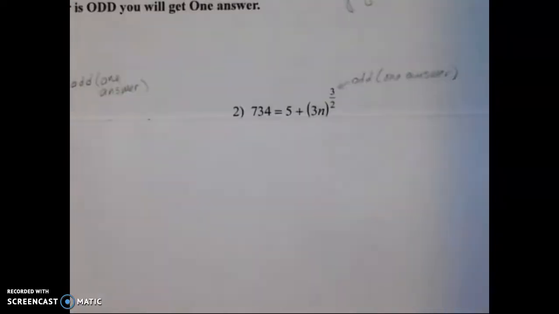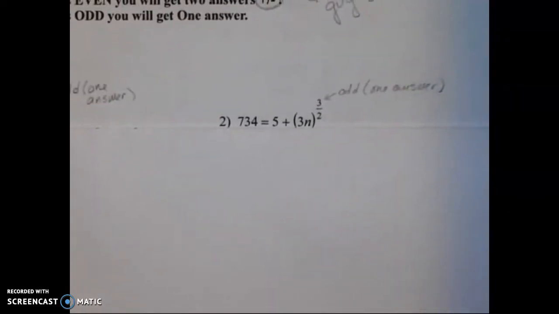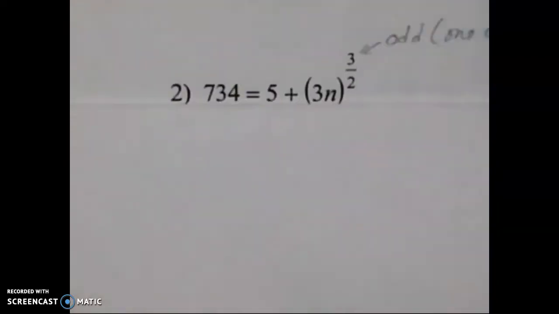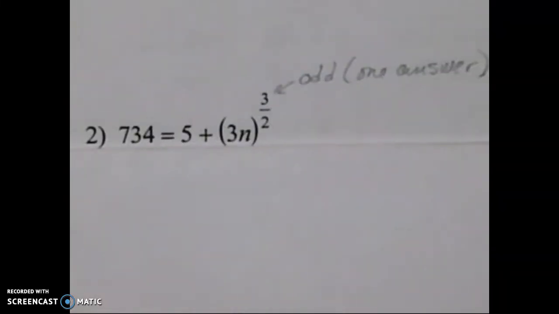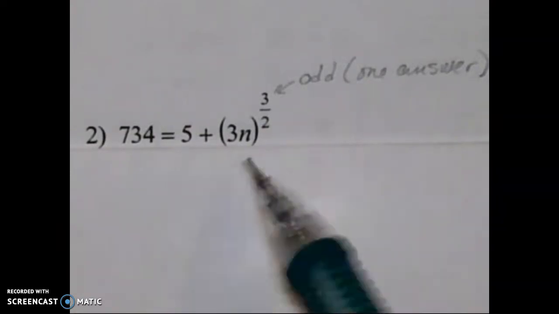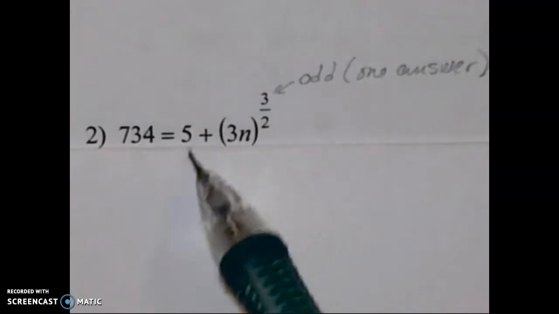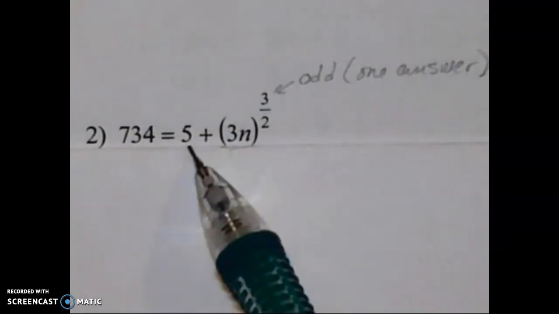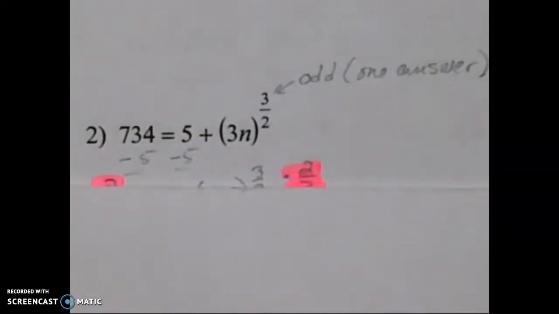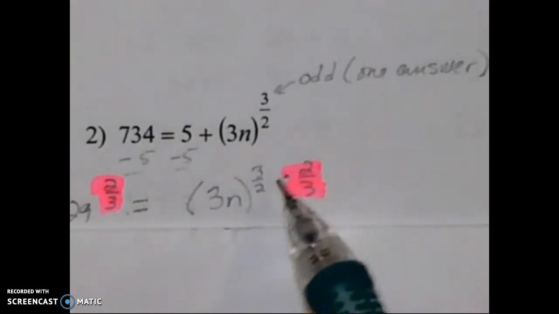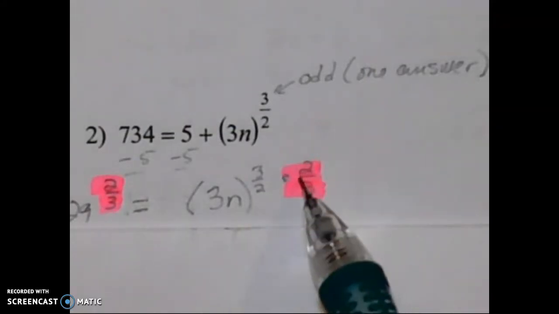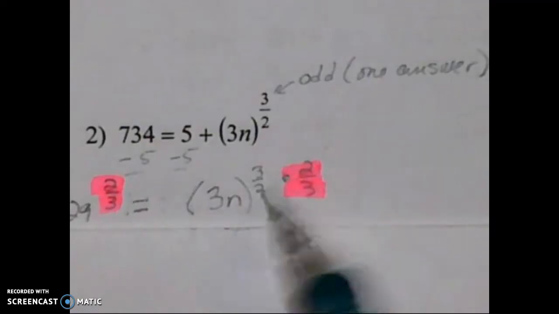Number 2 also has an odd exponent in the numerator. That means we're only going to get 1 answer. This is good news. It makes it a little bit easier. We have to isolate these parentheses right here. So we're going to strip away the 5. Subtract 5 from both sides. Once the 5 is gone, we're ready to take care of the exponent. Multiply by the reciprocal, so it's times 2/3. That way the 3's cancel and the 2's cancel.